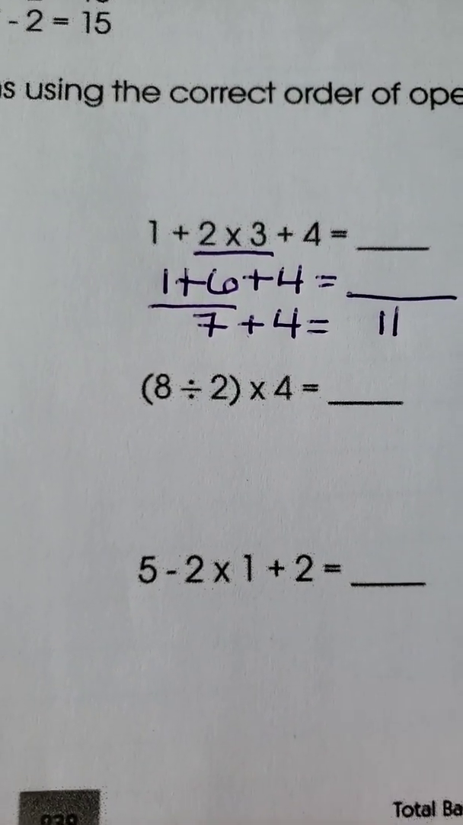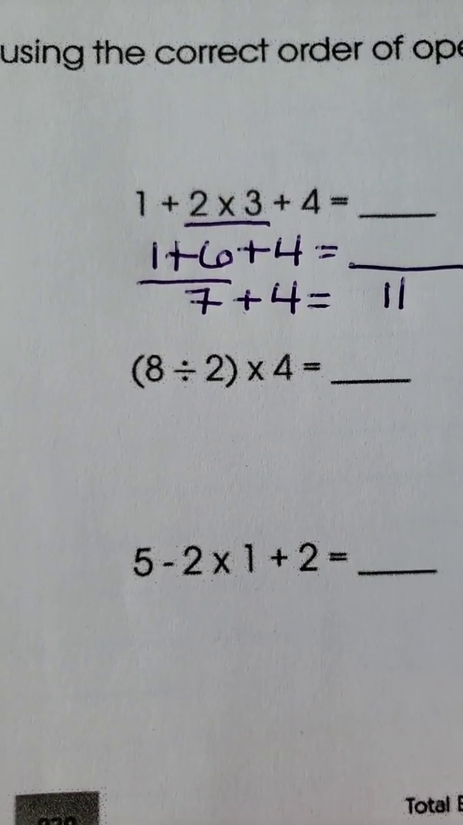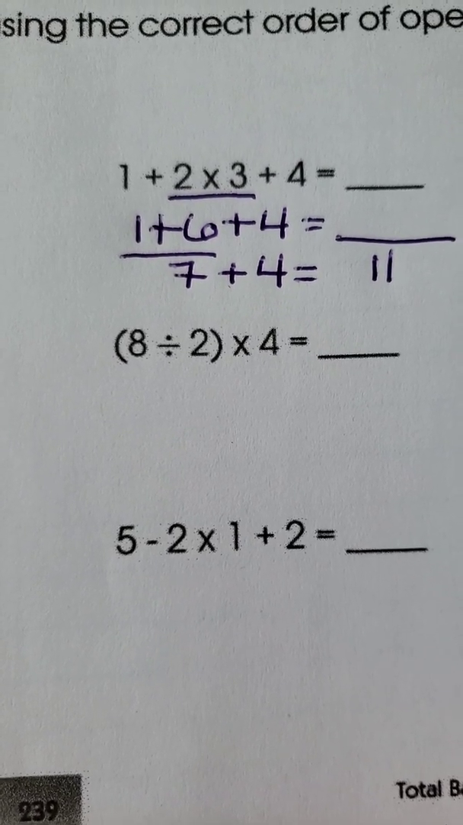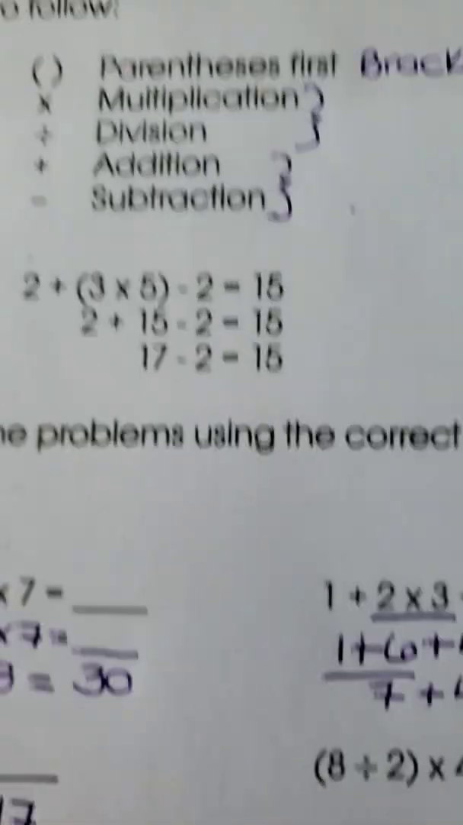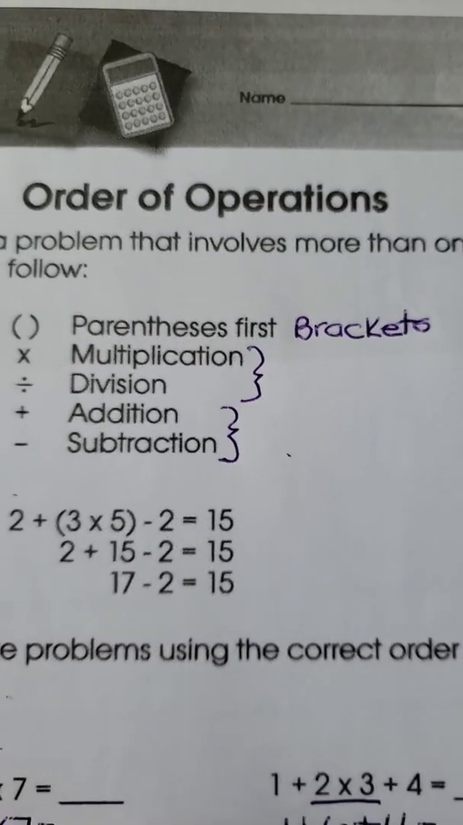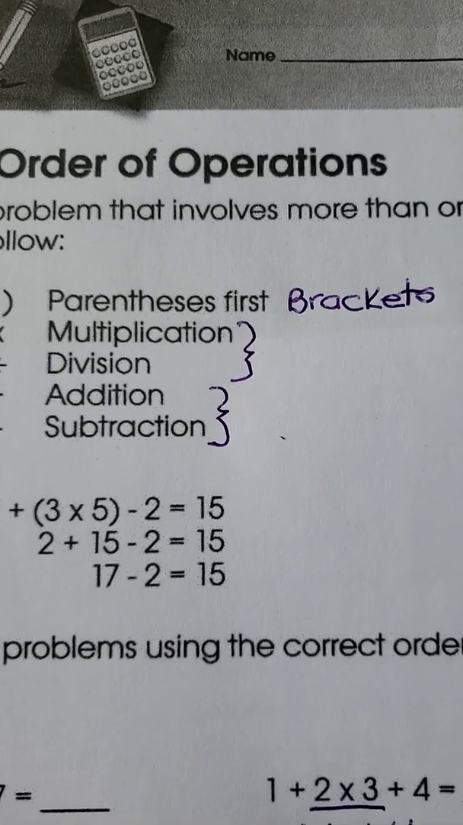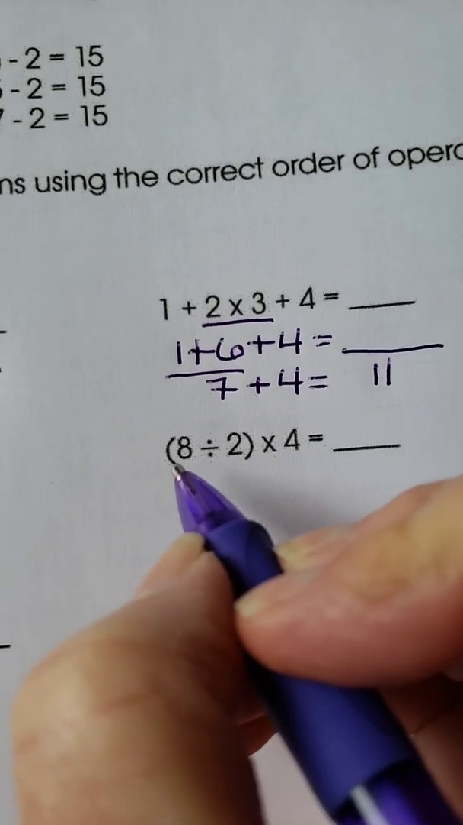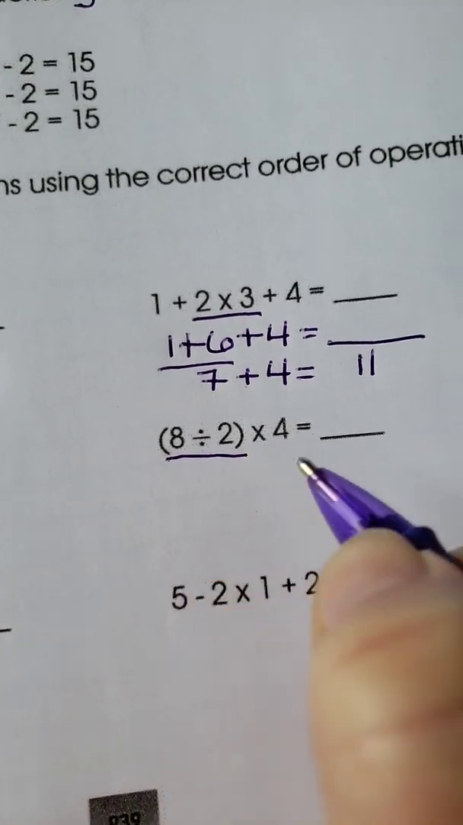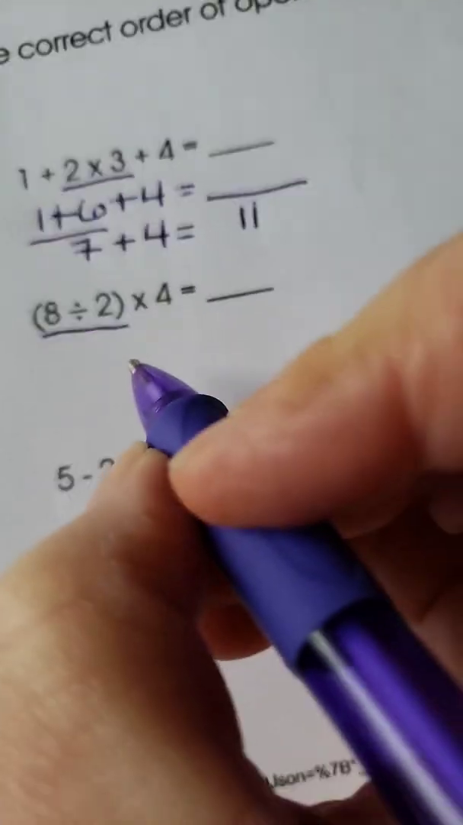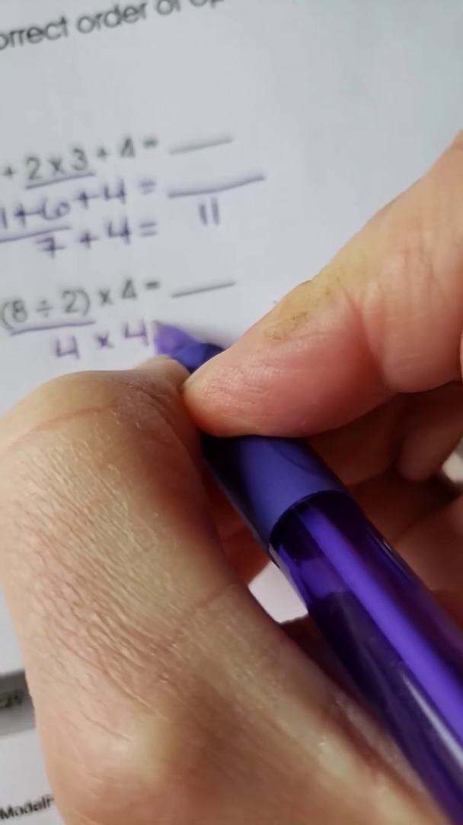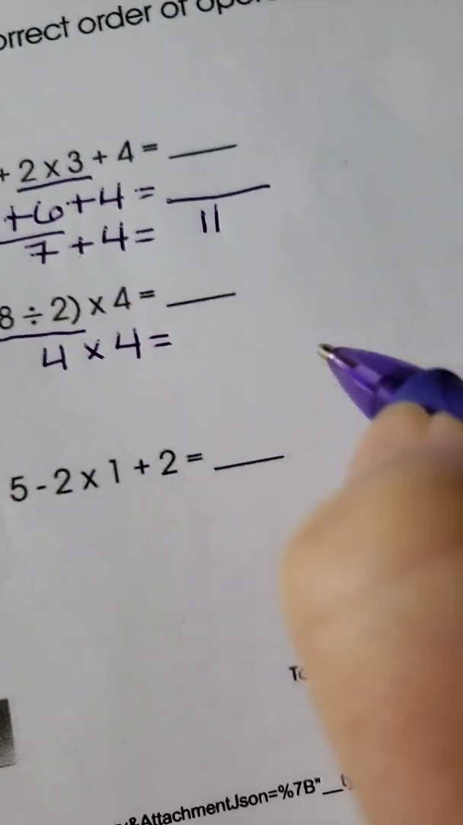Over here, we have inside the brackets 8 divided by 2, times 4. Are we going to solve the brackets, the division, or the multiplication next? We'll go back to our list and look, and it says brackets, then the multiplication or division, then the addition, subtraction. So in this question, we're going to solve the brackets first. So 8 divided in half is going to be 4. And I write the rest of the question times 4, which we can answer right away, is 16.